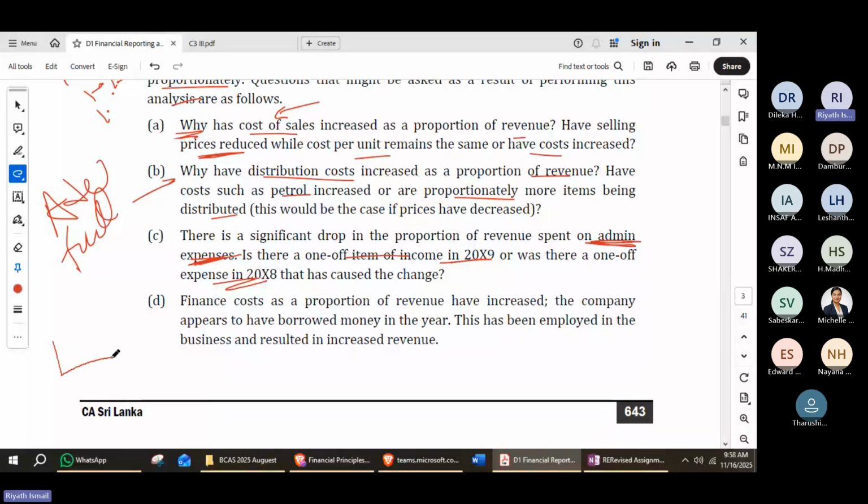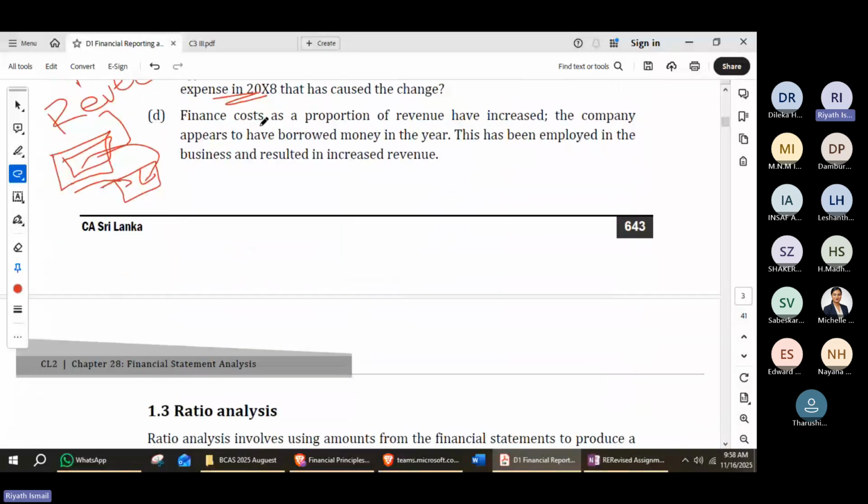Sometimes admin cost may be the same as last year, right? Unexpected revenue may increase, or sometimes unexpected admin cost increased last year, or this year there is an unexpected increase or decrease in the admin cost. So there are chances. And finance cost as a proportion of revenue has increased.